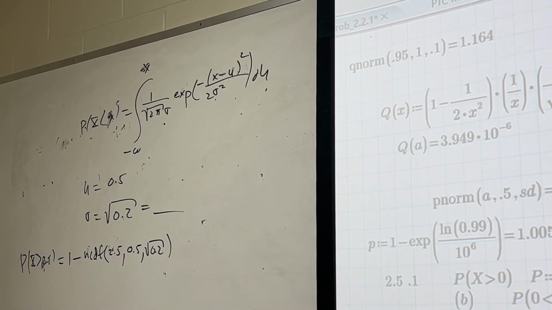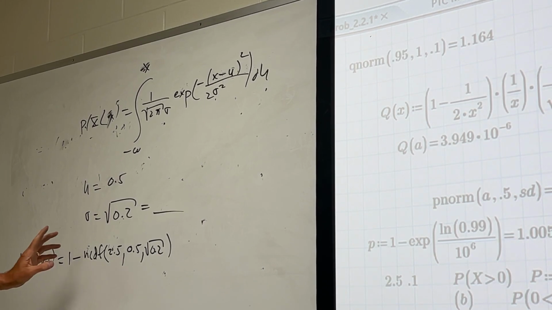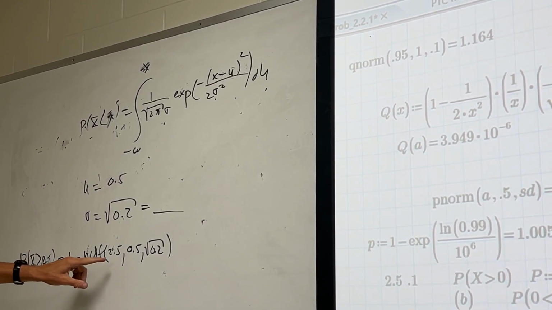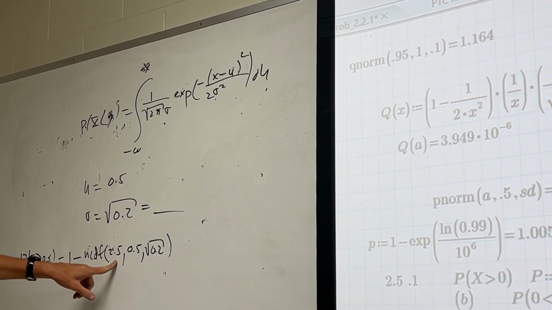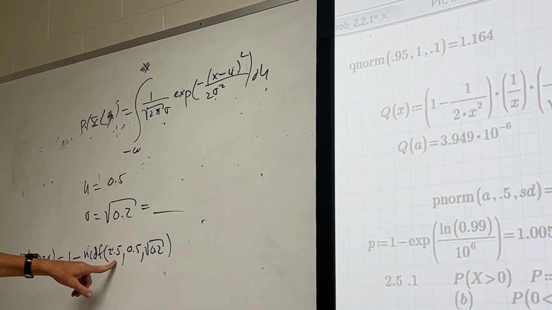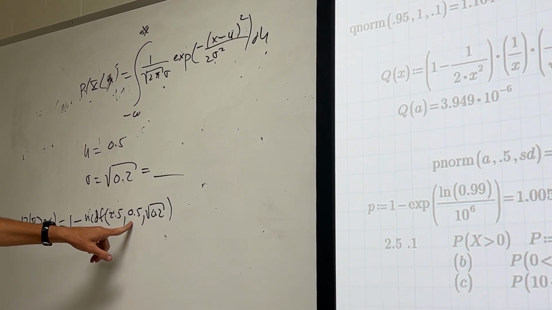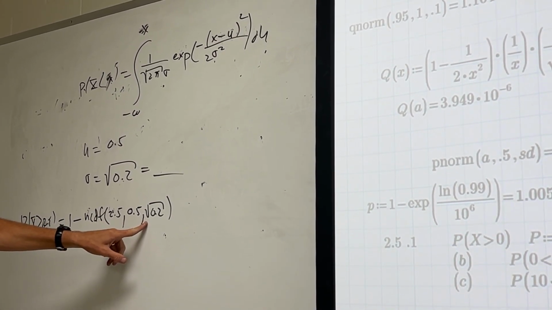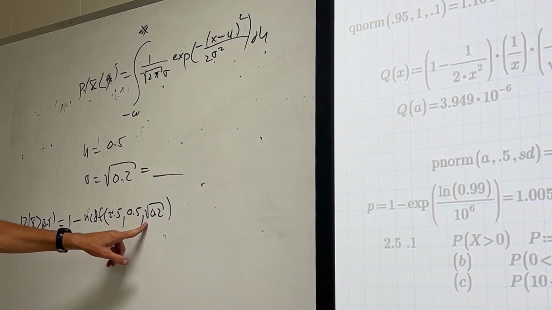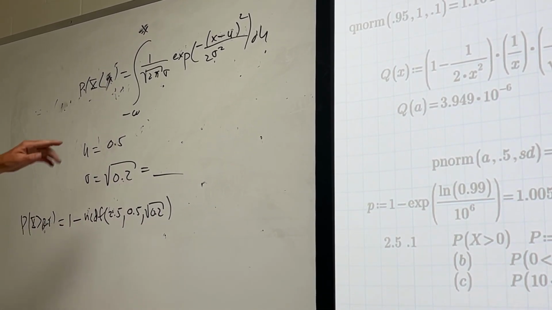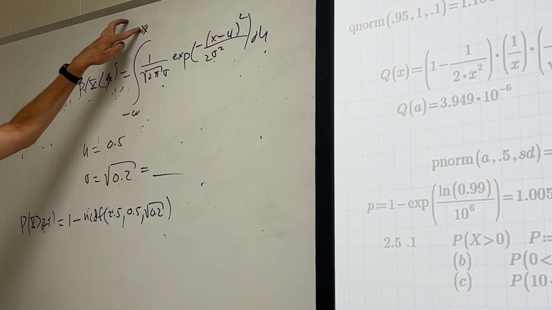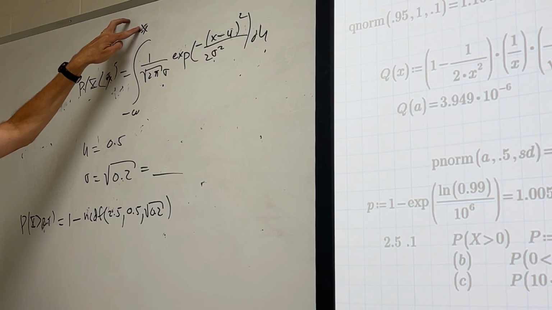So what are the bounds? Well, in the normal cumulative distribution function, you're gonna enter 2.5 for the first value, x. Then the mean is 0.5, and then the standard deviation is square root of 0.2. What's the upper bound? The upper bound's infinity. We're going from minus infinity to x. 3.8 times 10 to the negative 6. Yep, when I did that, I got 3.8 times 10 to the negative 6.